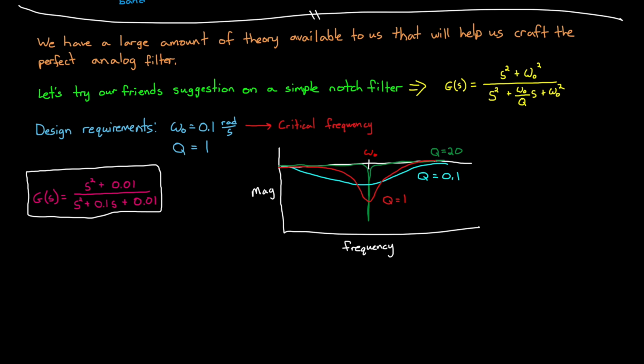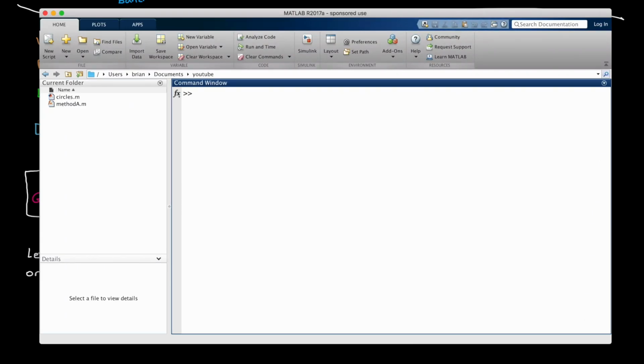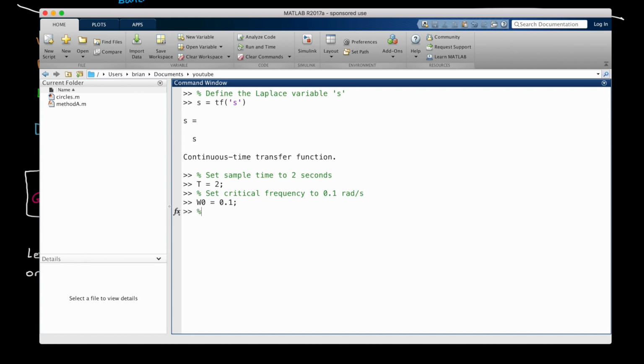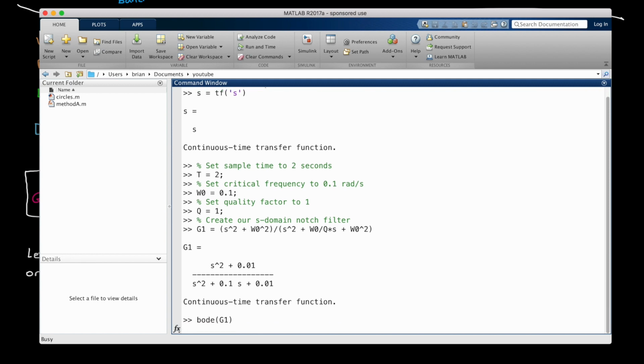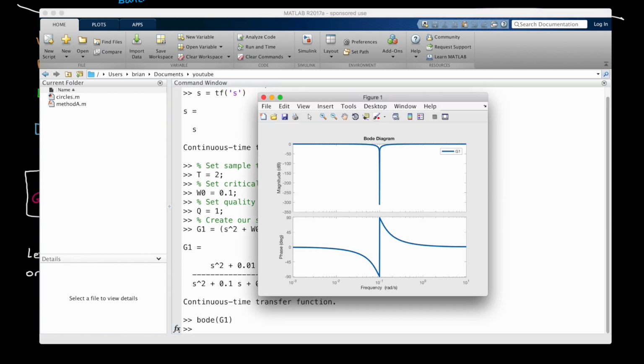Okay, so at this point we have a perfectly fine analog filter, but the catch, as you know, is that we want to implement it on a digital computer, and say one running with a sample time of 2 seconds, which means we need to map it to the Z domain using the bilinear transform. We did the calculations by hand in the previous video, so in this one let's just go straight to MATLAB. First things first, let's define our Laplace variable s and then set our sample time to 2 seconds, the critical frequency to 0.1 radians per second, and the quality factor to 1. With our variables defined, we can create our S-domain transfer function using the equation for a standard notch filter. And no surprise, we got the same result that we did by hand. Now let's see the Bode plot to check out the magnitude of this filter across the frequency spectrum.